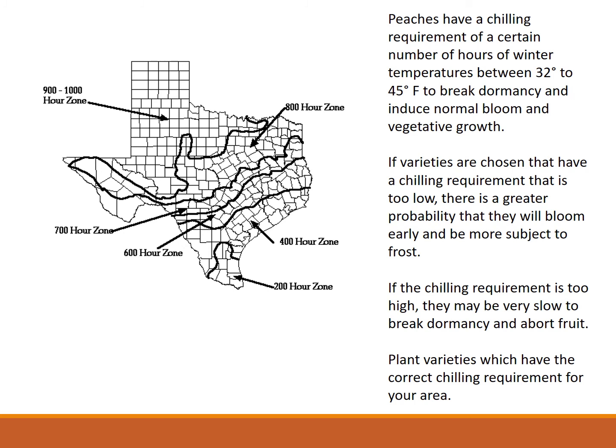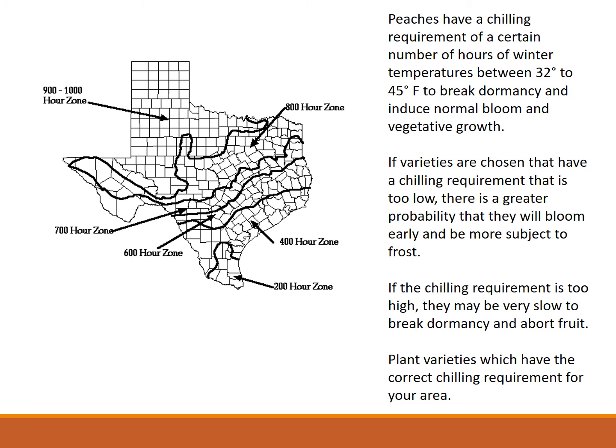All right, let's zoom in on the state of Texas and look at chilling hours in the state of Texas. The state is divided up into different zones of chilling hours. And if you look for the Dallas-Fort Worth area, it looks to me that we are in the 800-hour zone. So that means that fruit trees growing in the Dallas-Fort Worth area can expect to receive, on average, about 800 hours where the temperatures would be between 32 to 45 degrees Fahrenheit.